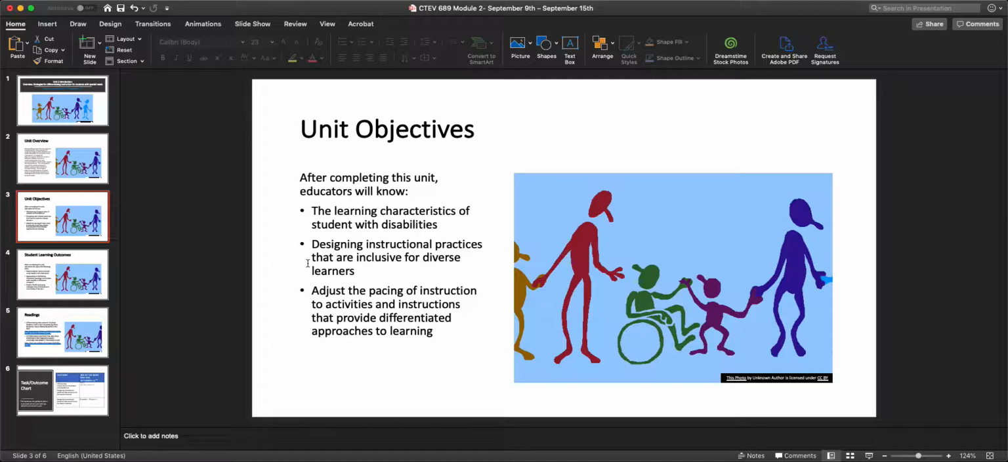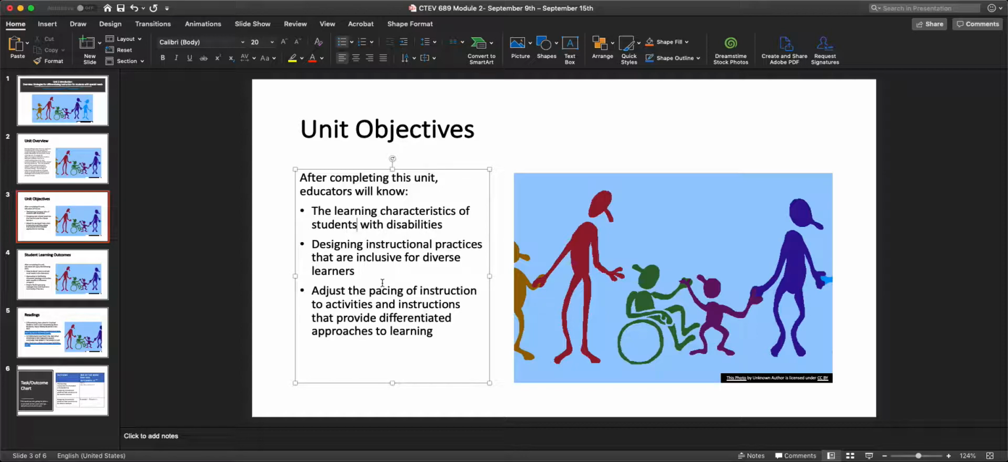Unit objectives are, hopefully by the end you will know the learning characteristics of students with disabilities. I don't think there is any one category of characteristics for you to remember, but just having a frame of overall things that are going on. So this week there are a lot of scenarios. One of the scenarios discussed in one of the articles we will actually review, and it will be our assignment for the week.